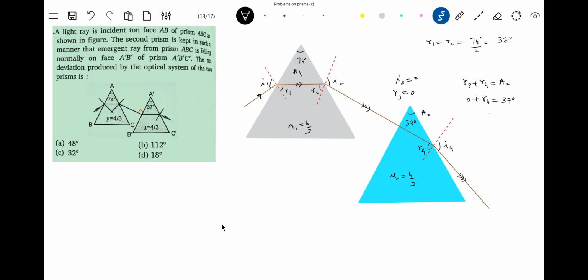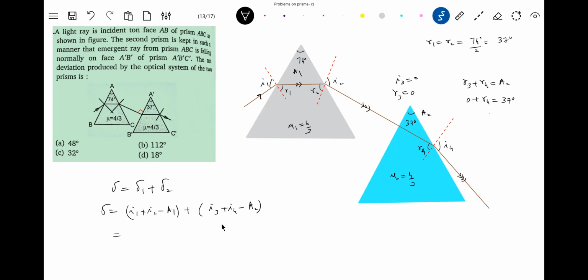Then we'll get the total deviation very easily. Deviation produced by the first prism, deviation produced by the second prism. Deviation produced by the first prism, I1 plus I2 minus A1. Deviation produced by the second prism will be I3 plus I4 minus A2.